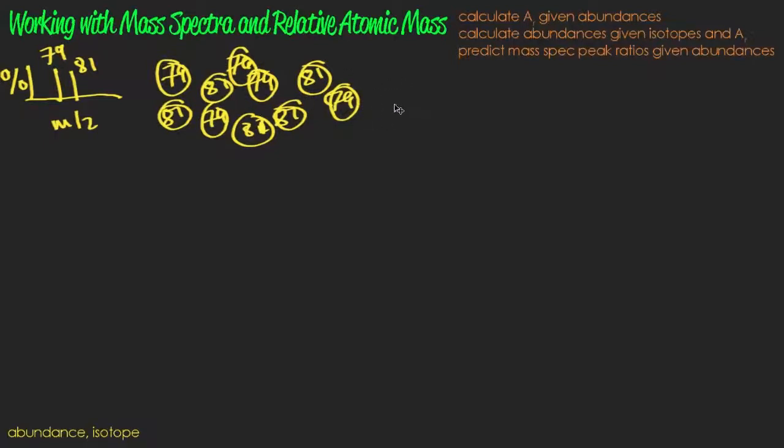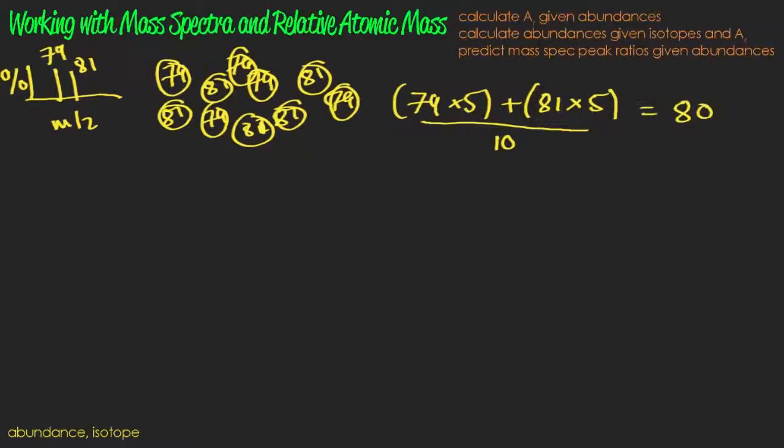And the way I've drawn it is to try and make things a little bit more visual, easier to see. So we've got, in this case, 5 particles that have a mass of 79. So we're going to say 79 times 5, and we've also got 5 lots of 81. And our total number of particles, of course, is 10. If we average that out, you don't need a calculator, you should work out that it comes to 80.